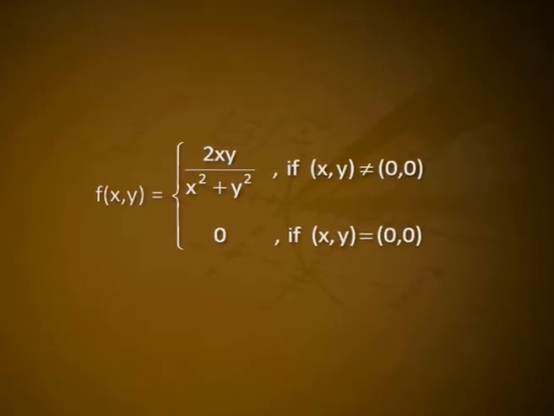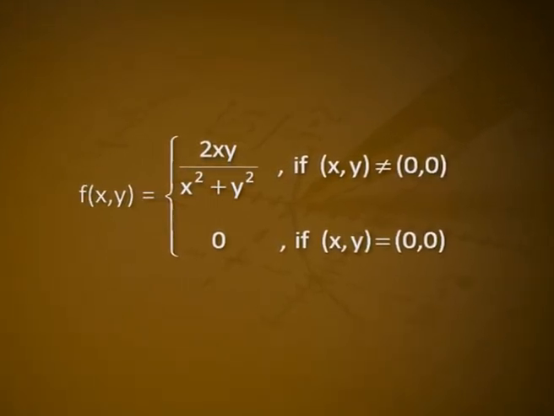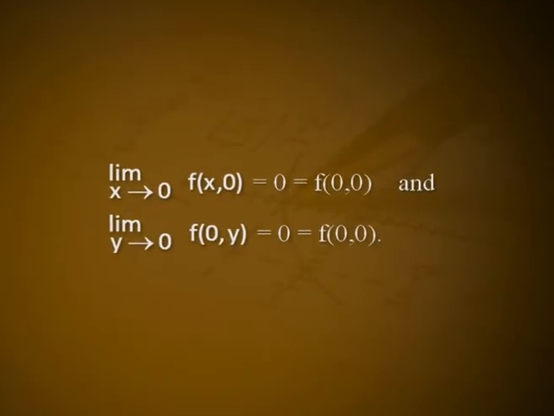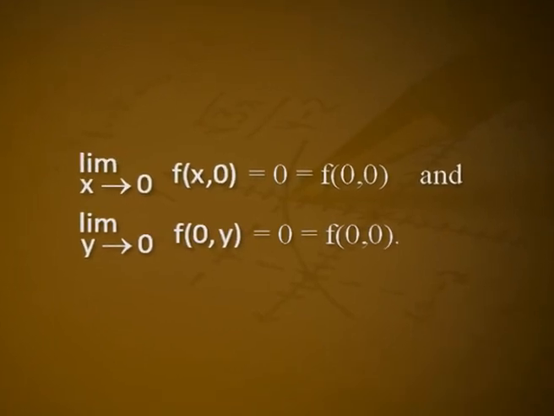Consider the function defined by f(x, y) equal to 2xy by x squared plus y squared if (x, y) not equal to (0, 0), and 0 if (x, y) equal to (0, 0). The limit as x tends to 0 of f(x, 0) equal to 0 equal to f(0, 0), and the limit as y tends to 0 of f(0, y) equal to 0 equal to f(0, 0). Therefore, the function f(x, y) is continuous at (0, 0) when considered as a function of a single variable.